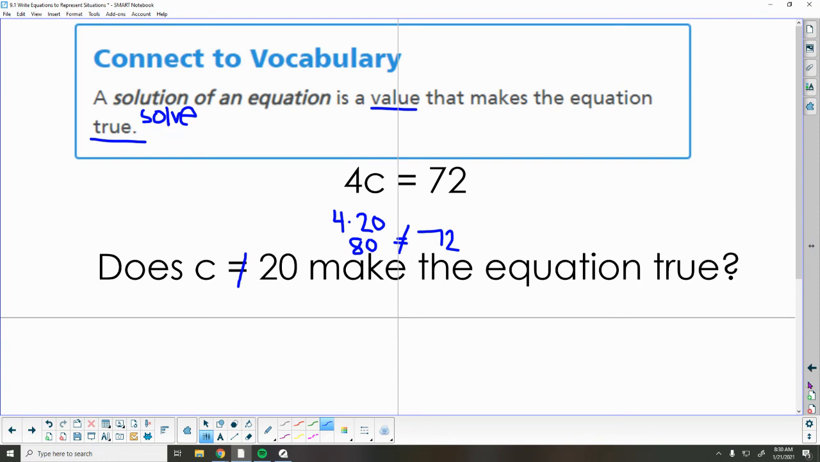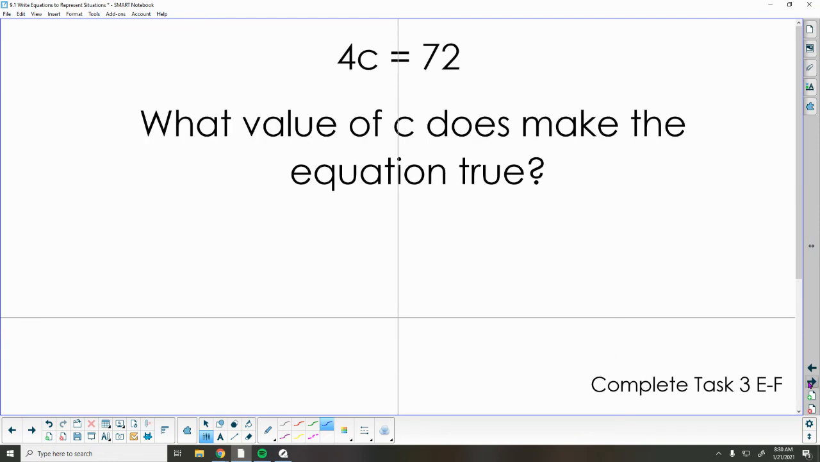So we need to figure out what does make C true. So I know that 20 was too big. So we could try 19, then we could try 18, and we could just keep guessing. But that's a lot of guessing and checking. And I like to be very efficient when I do math. Sometimes I call myself a lazy mathematician, but that doesn't mean I don't do the work. It just means I do it in the quickest way possible. So I don't want to sit and guess and check what this C equals.